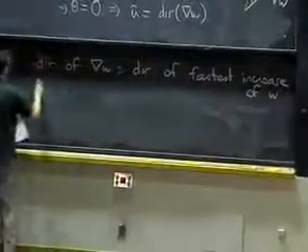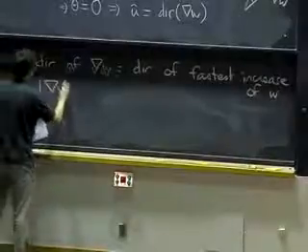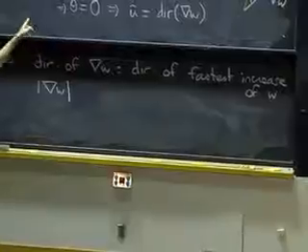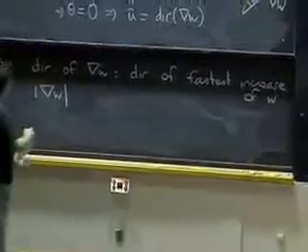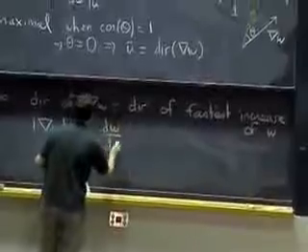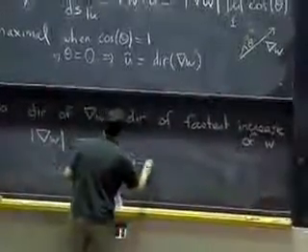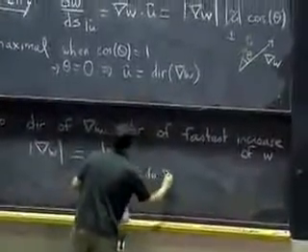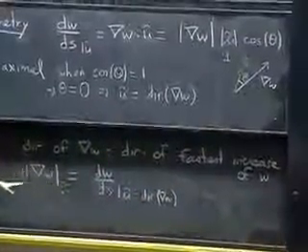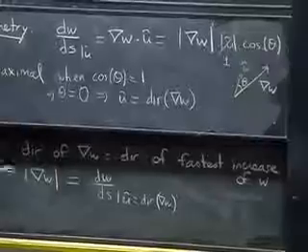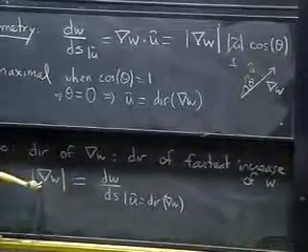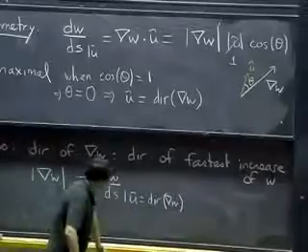And what is the magnitude of the gradient of W? Well, it's actually the directional derivative in that direction. Okay, so if I go in that direction, which gives me the fastest increase, then the corresponding slope will be the length of the gradient.